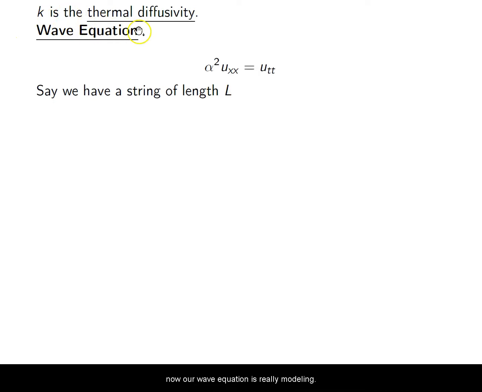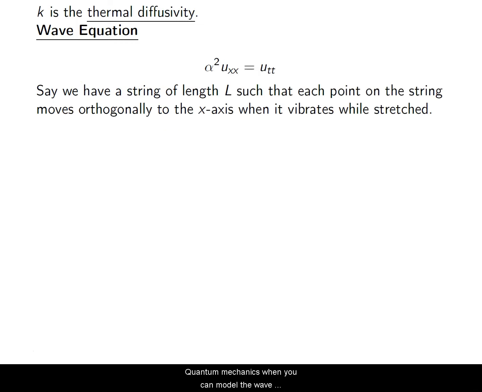So right now, our wave equation is really modeling the vibrations of a string. If we change this into spherical coordinates, then we can model some quantum mechanics, right? We can model the wave equation over an atom.